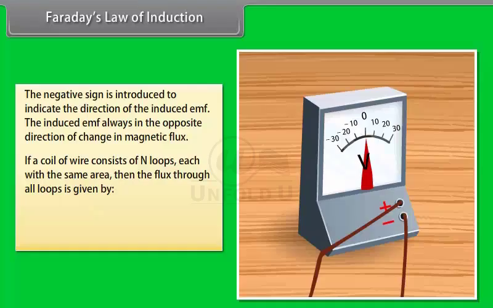If a coil of wire consists of n loops, each with the same area, then the flux through all loops is given by minus n d(phi B)/dt. Example. Let's take an example on Faraday's laws of induction.